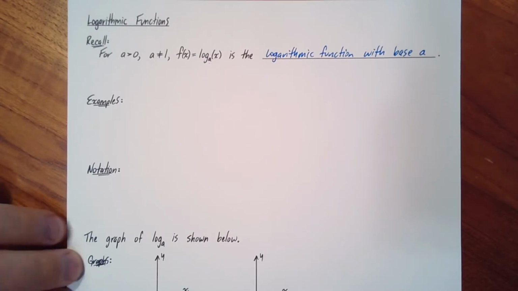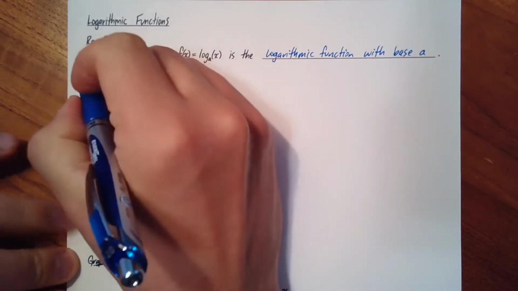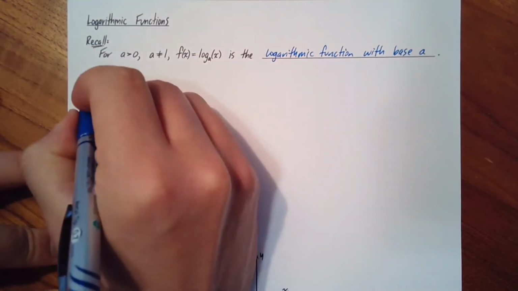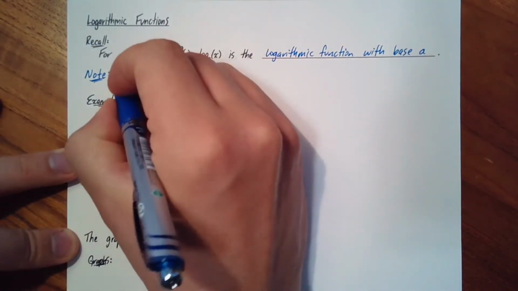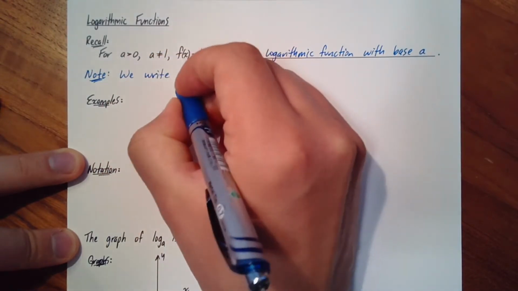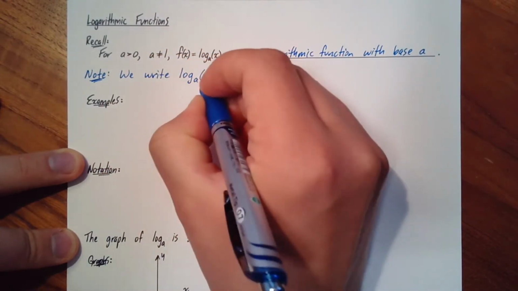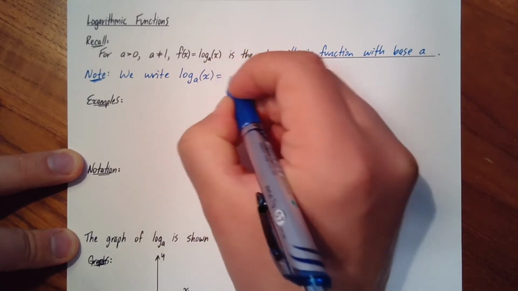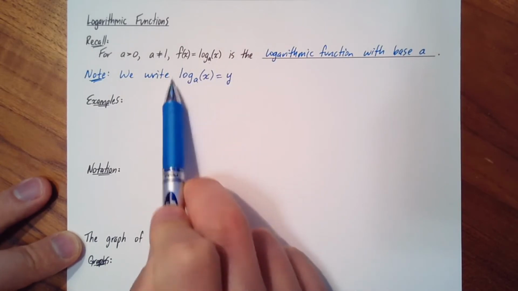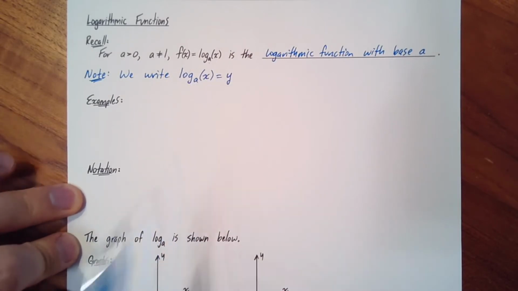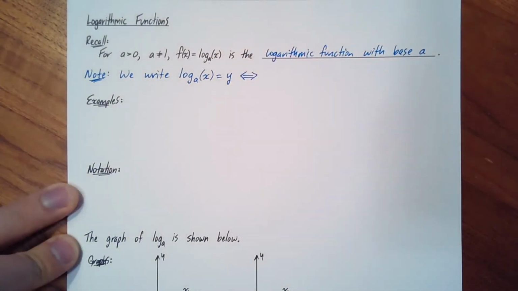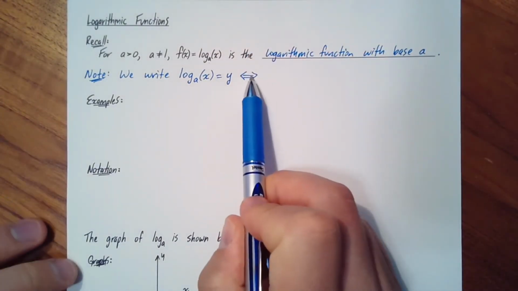Let me write that down in the form of a note underneath, because it helps to actually see this written out in front of us. Right, so here's what we do. We'll write log base a of the number x is equal to some number y. So now we're going to write out exactly what it means for this to be true. So log base a of x is equal to some number y if and only if. This is the if and only if symbol, by the way. It's just an arrow pointing in two directions.